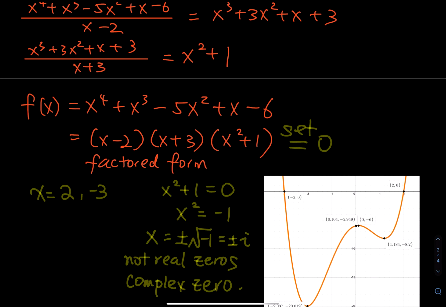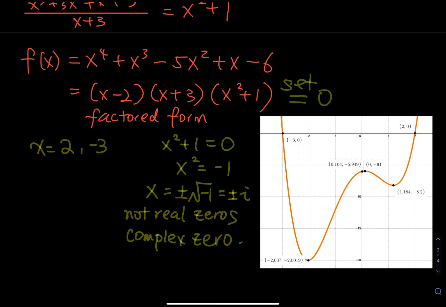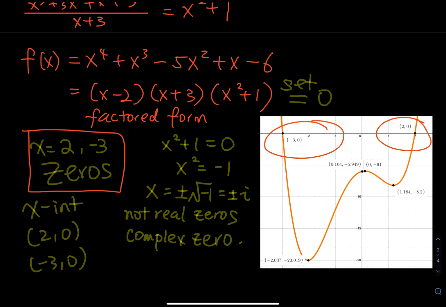Okay, so when you graph this, what do you see? Here is the graph of the given function. Do you see this? These are the zeros, right? These are the x-intercepts, (2, 0) and (-3, 0). And then what else? Where is the i? Do we see the i? Nope. We have 2 real zeros right here, one at 2, one at -3. That's it. We have 2 x-intercepts. That's all we have. How about the i? The i is a complex zero. You will not see that on the graph.